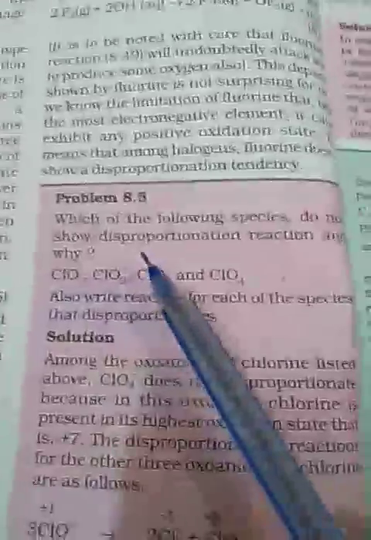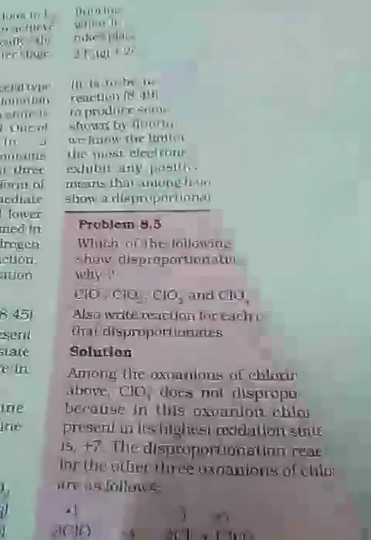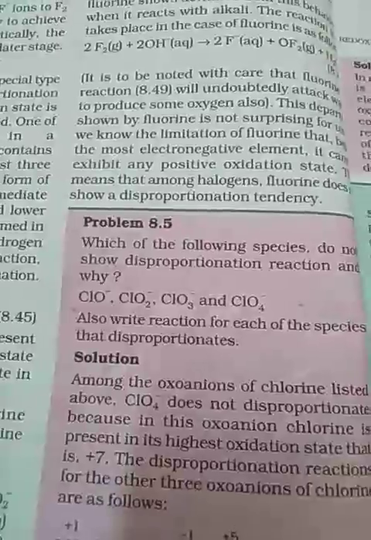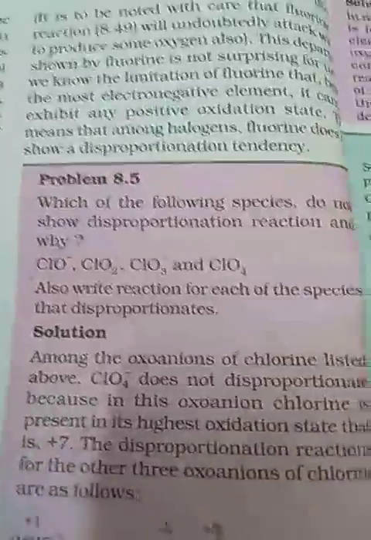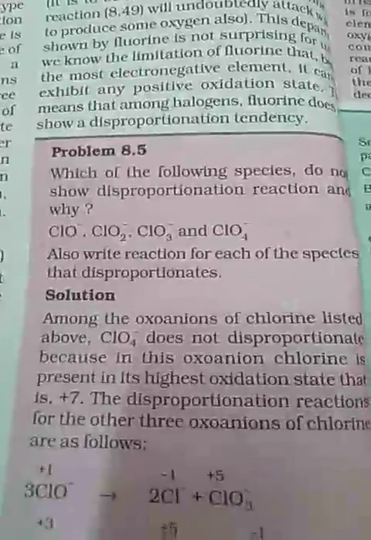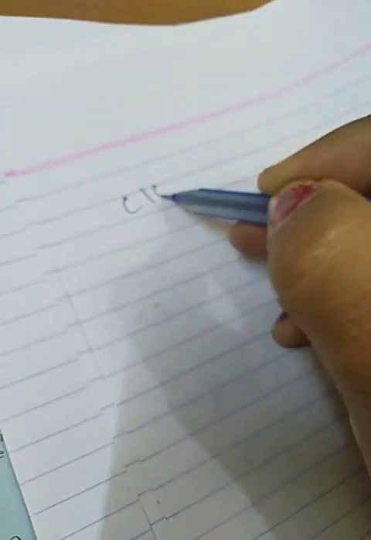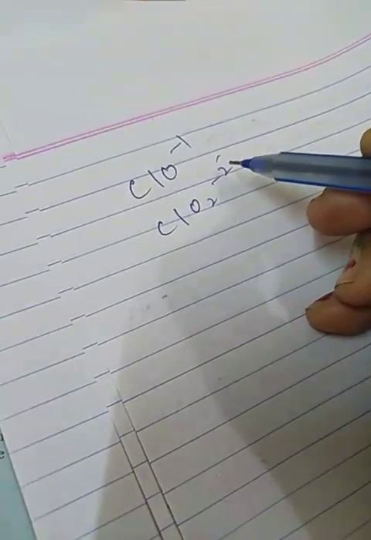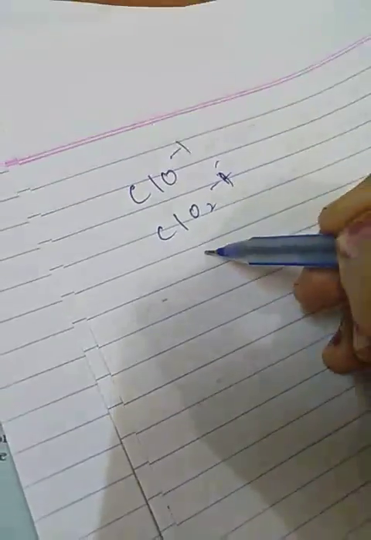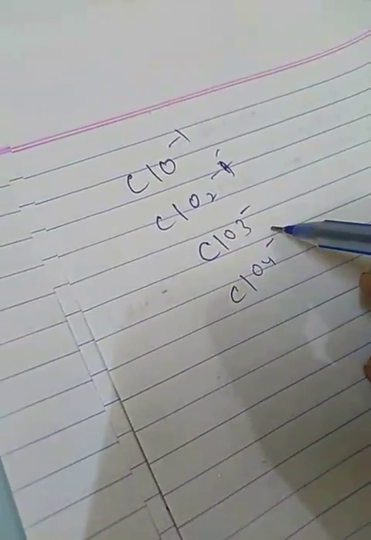Now I am solving your problem 8.5. Which of the following species do not show disproportionation reactions and why? These 4 species. Also write reactions for each of the species. Among the oxo ions, these are called oxo ions: ClO minus 1, ClO2 minus 1, ClO3 minus 1, ClO4 minus 1.